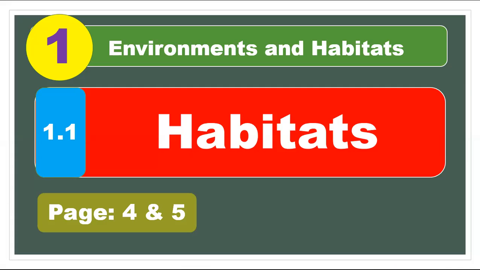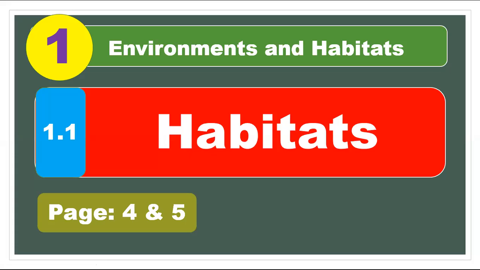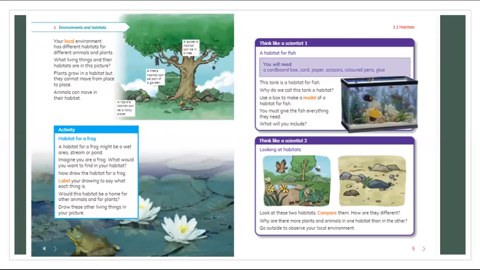Today in science, as you know, we started 1.1, habitats of animals, people, and plants, right? So you need to open page 4 and 5 in your science learner book. Here is your page number 4 and 5. As you know, this is the topic habitats, where you learn about the habitats of different animals and plants, right?